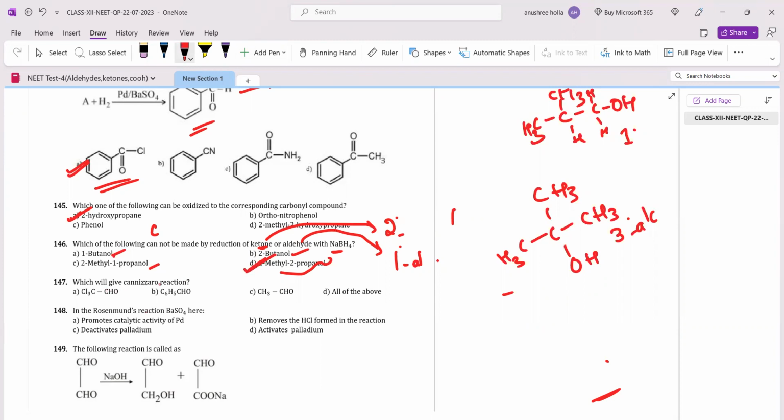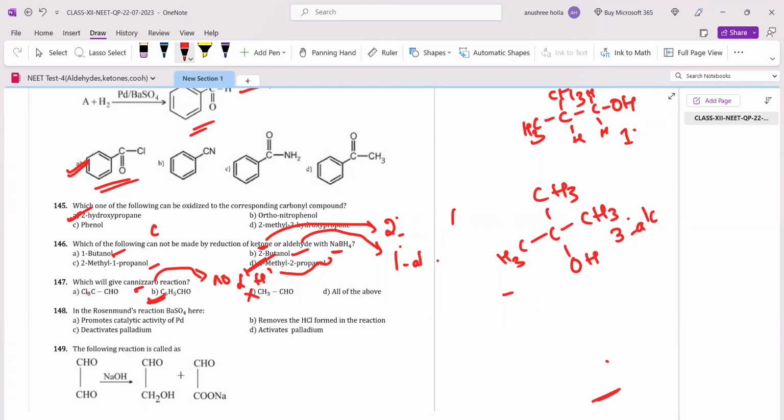Okay. Which will give Cannizzaro reaction? Okay. What do we have? Always remember for Cannizzaro reaction, we need a compound wherein we don't have alpha hydrogen, right? We don't have alpha hydrogen. So in acetaldehyde, we have alpha hydrogen, so it cannot give Cannizzaro reaction. In benzaldehyde, do we have alpha? No. So benzaldehyde can give Cannizzaro reaction. So coming to this trichloroacetaldehyde.